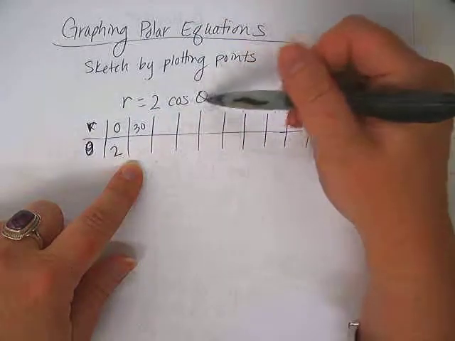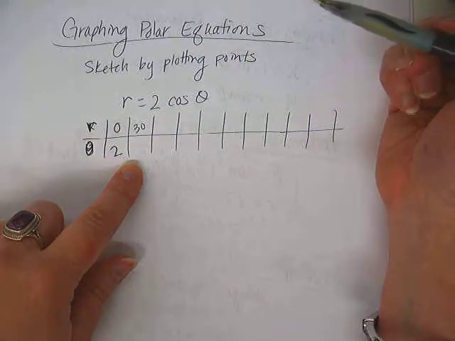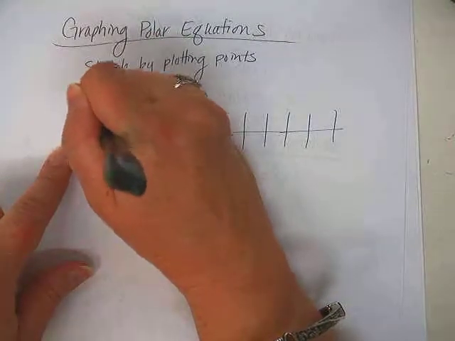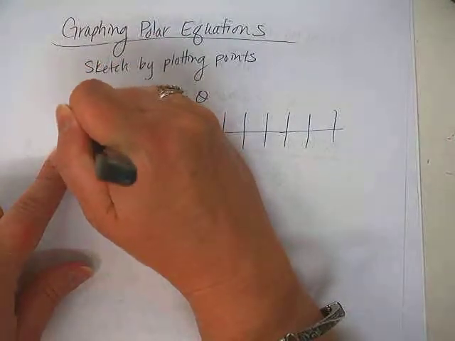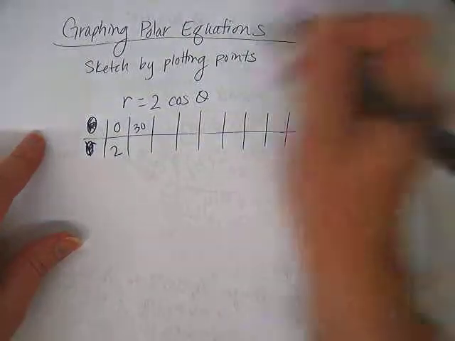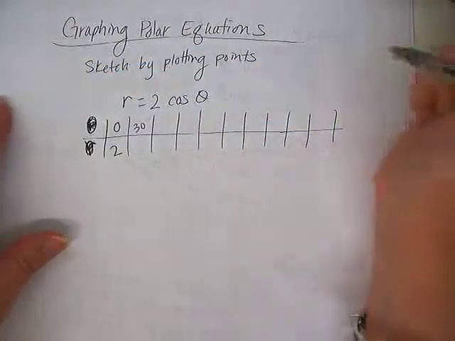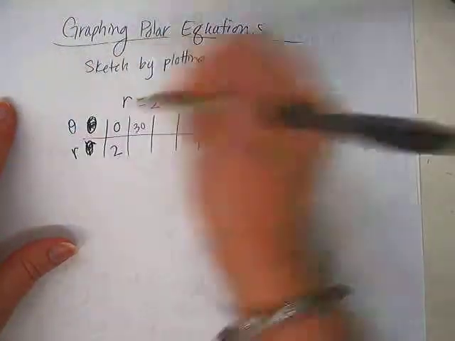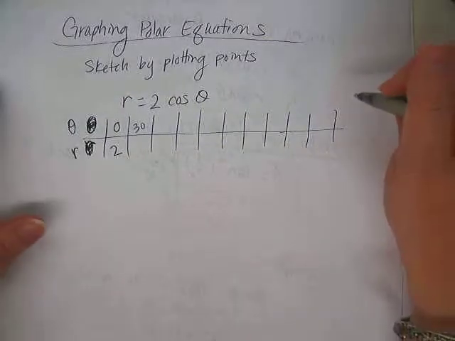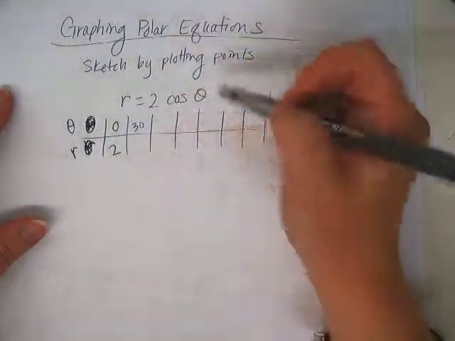Are you putting the 30 in the R? It's supposed to be flipped. We're plugging in thetas and we're getting R's. How messy is that? Theta, R. Thank you for correcting me.